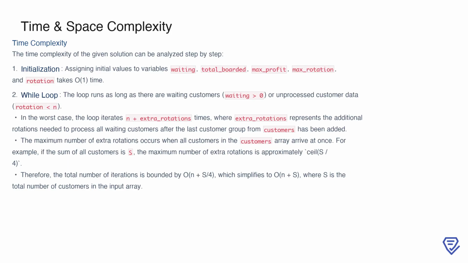For instance, if the total number of customers across all groups is s, the maximum number of extra rotations would be approximately ceil(s/4), as the wheel can board up to 4 people per rotation. Combining these factors, the total number of iterations is bounded by O(n + s/4), which simplifies to O(n + s), where s is the sum of all customers in the input array.